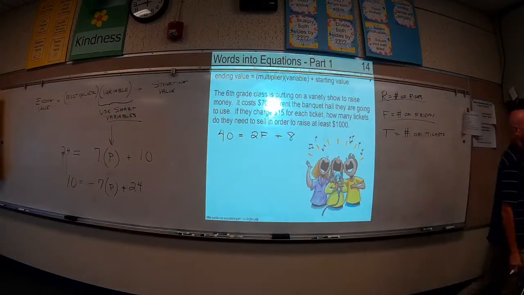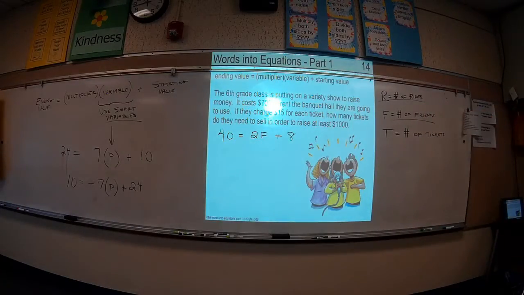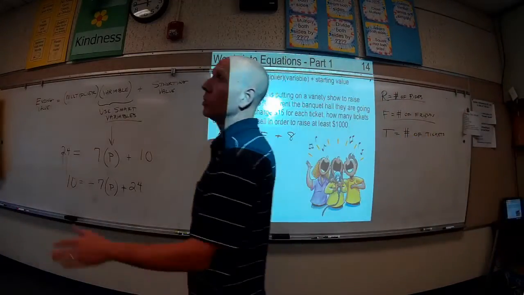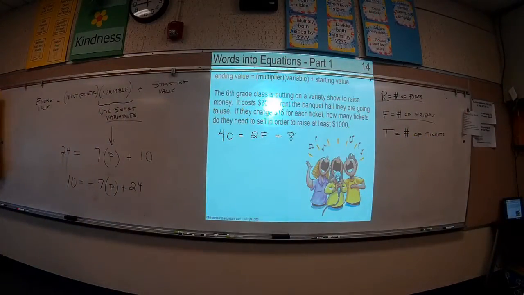Build an equation and solve it. Does it work? Go buy that many tickets and see if you make enough money. Just solve it. Don't even have me check it. Give the equation and then solve it.